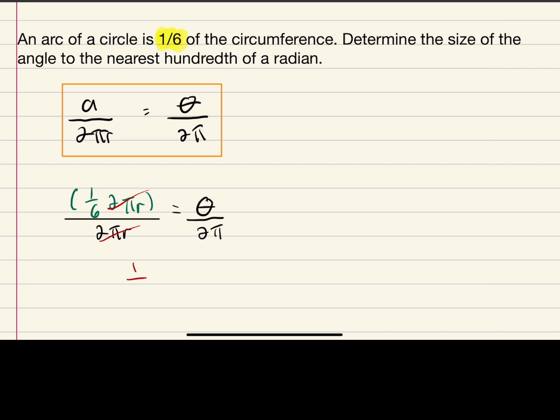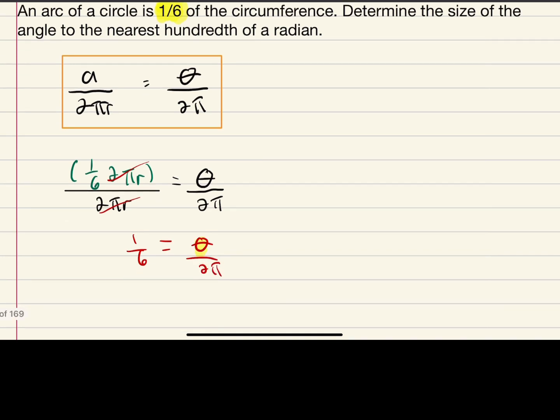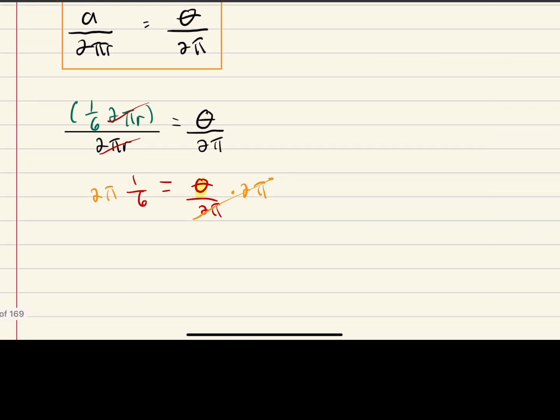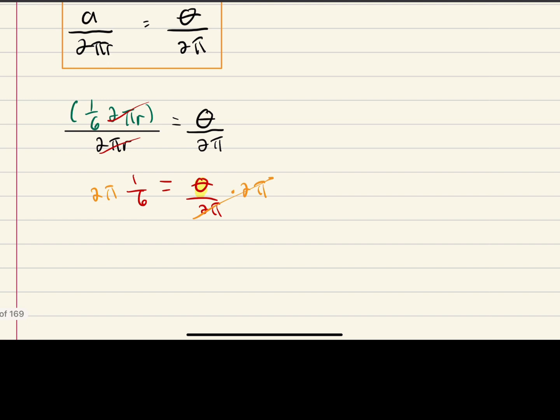So that ends up being 1/6, since the 2 pi r's cancel out, over theta over 2 pi. And then what we want to do is isolate for theta. So we're going to multiply both sides by 2 pi. And finally, that would give us 2 pi over 6 equals theta, and then simplified, of course, would just be pi over 3.